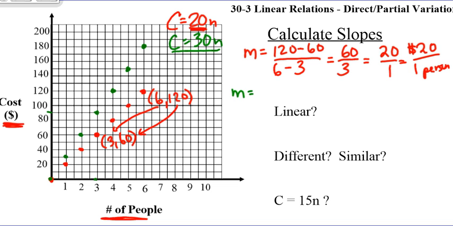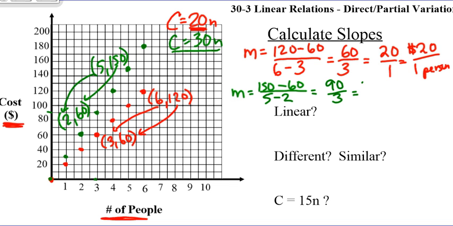Well, let's use the point here. We're going to use (2, 60). And let's use here (5, 150). Pick 2 points. Calculate slope. Y, 150 minus 60 over x's, 5 minus 2. What do we get? 90 over 3. Reduce that by 3 is 30 over 1.